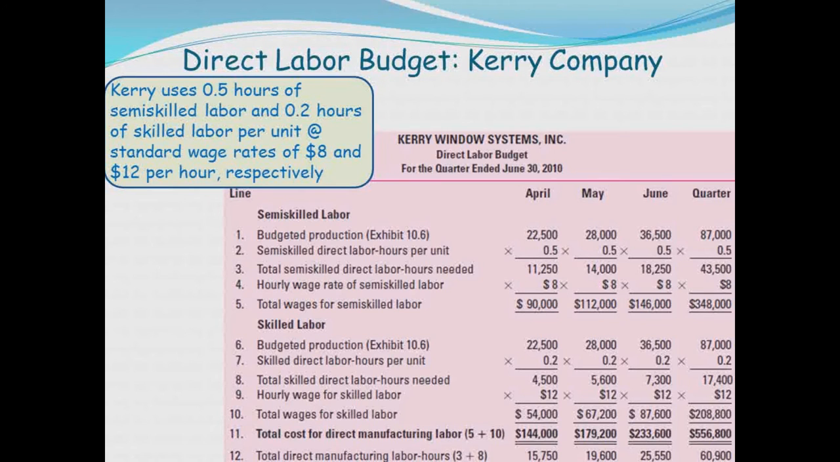Okay, so Terry, same example, uses half an hour of semi-skilled labor and 2/10 of an hour of skilled labor per unit. Their semi-skilled labor gets $8 an hour, but their skilled labor gets $12. It's pretty good. Minimum wage, you know?